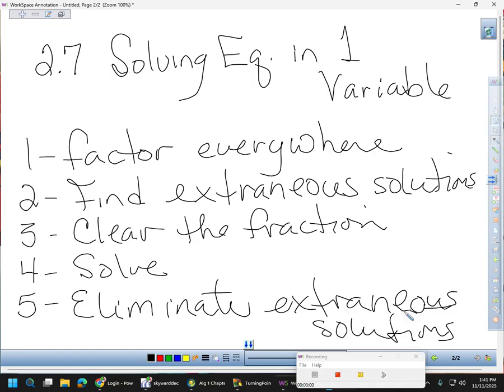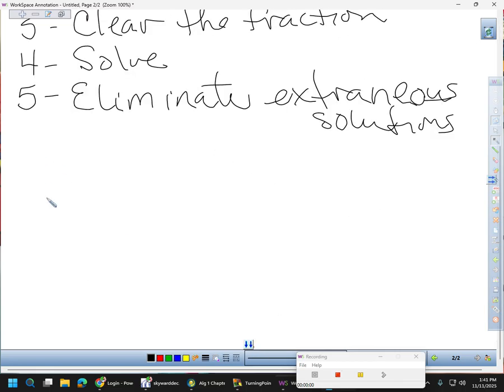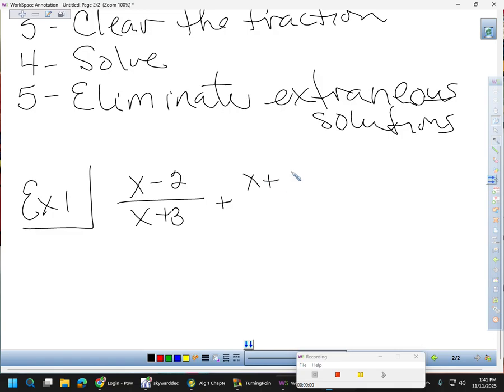All right, so we're going to start off super easy. Example number 1. Let's say we have x minus 2 over x plus 3, plus x plus 5 over x plus 3, equals 1 over x plus 3.